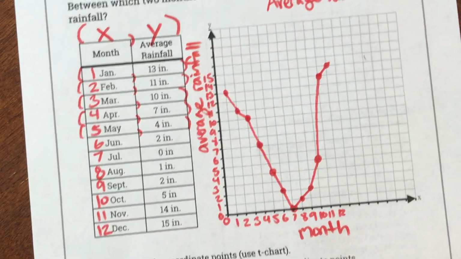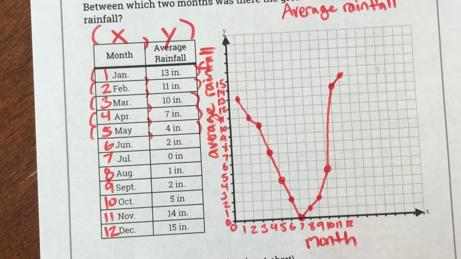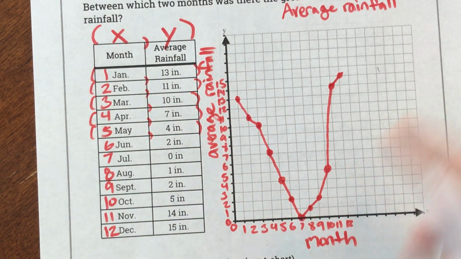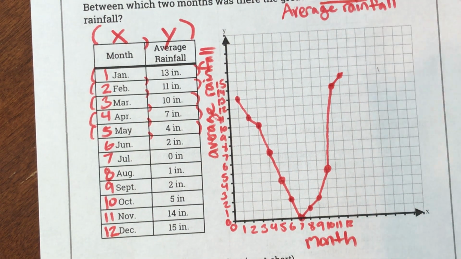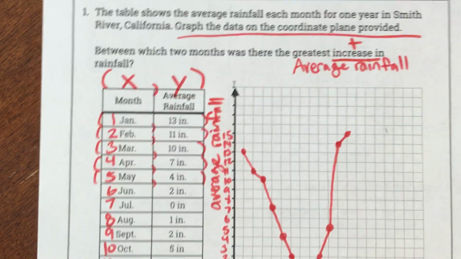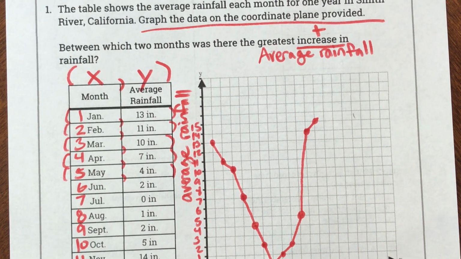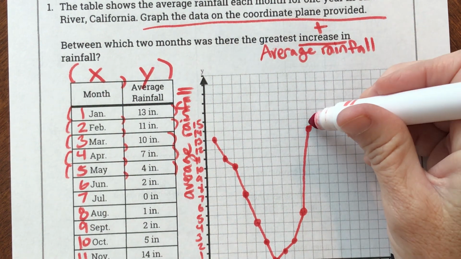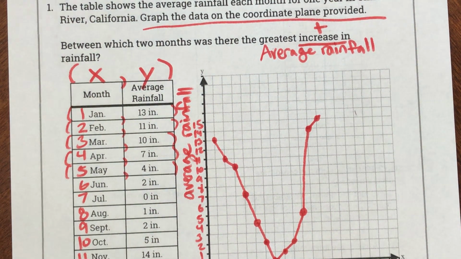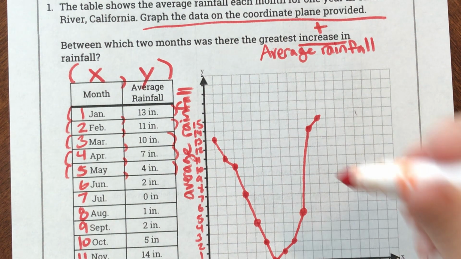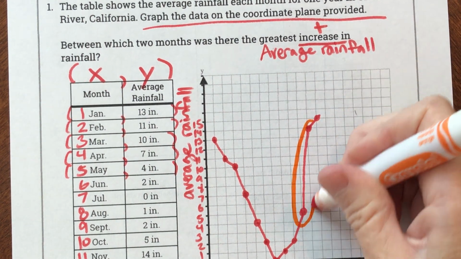Okay, so now I've plotted them, and my next question says, between which 2 months was there the greatest increase? Increase means it went up. In rainfall. So where did I see the biggest increase in rainfall? Well, if I look here, it's definitely, I'm going to use a different color so you can see it. This is where the increase was, right here, right?